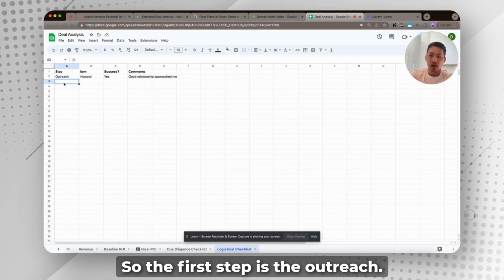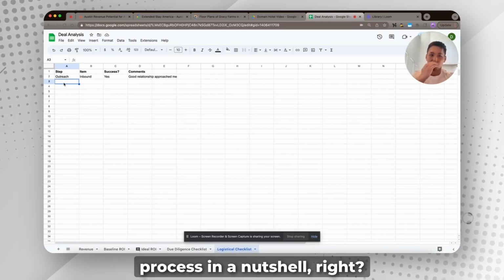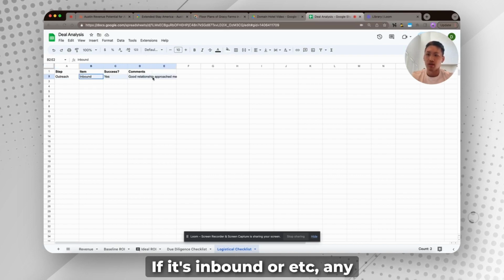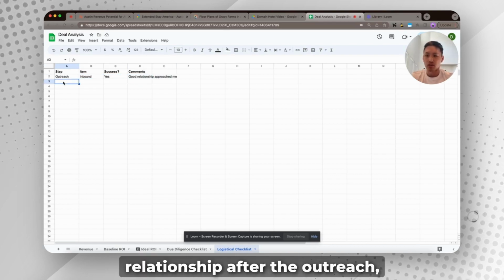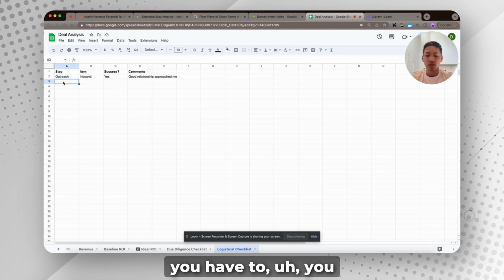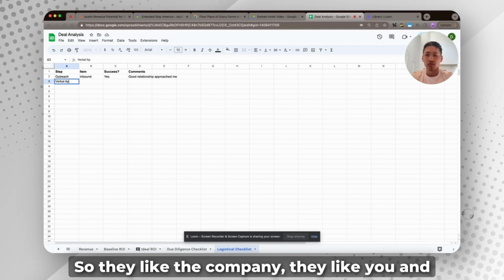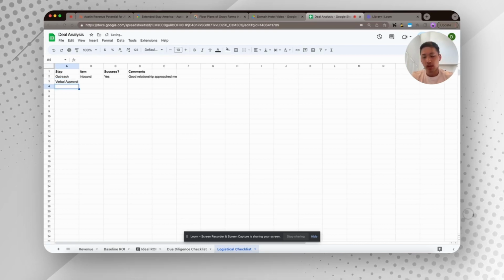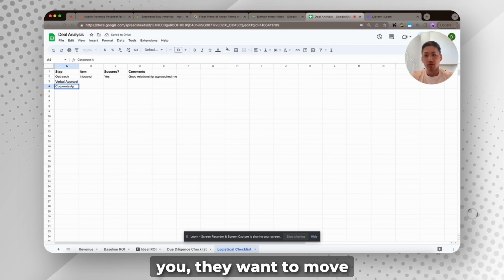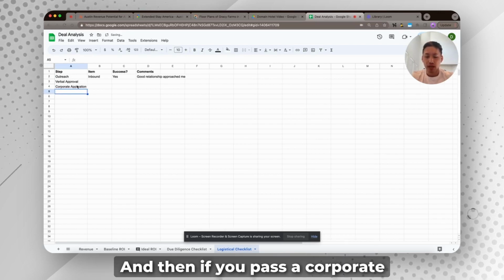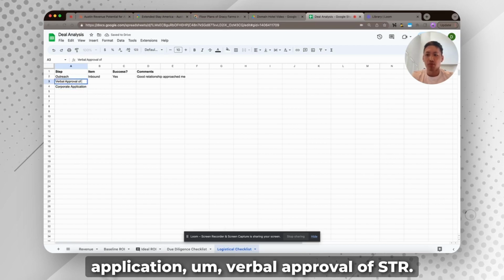So the first step is the outreach. This is like the sales process in a nutshell, right? If it's inbound or etc., any comments, good relationship. After the outreach, you have to get verbal approval. So they like the company, they like you, and they want to move forward. And then next is the corporate application, right? And then if you pass the corporate application, verbal approval of STR.